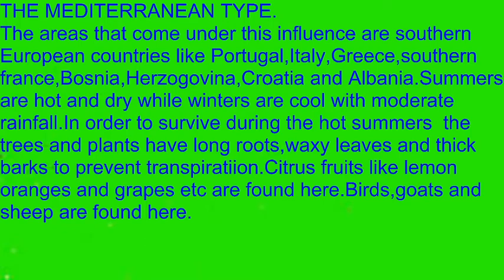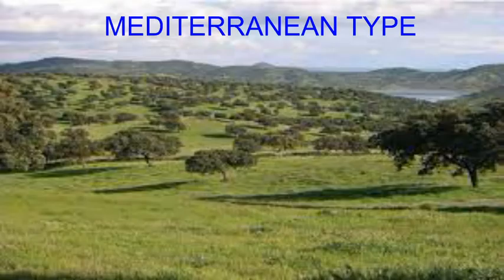And in the Mediterranean region, we mostly have fruits that are grown there, citrus fruits like lemon, orange, and grapes. And animals are mostly domesticated, like goats, then birds are also found there, but domesticated. Goats and sheep are found in this region. So, a small glimpse of the Mediterranean type of vegetation here.